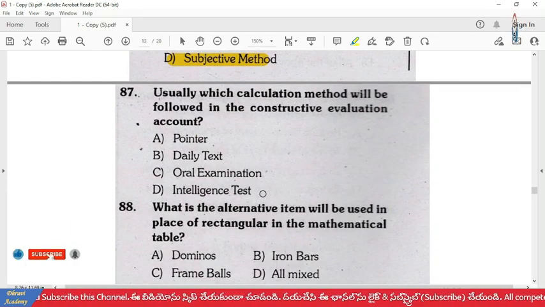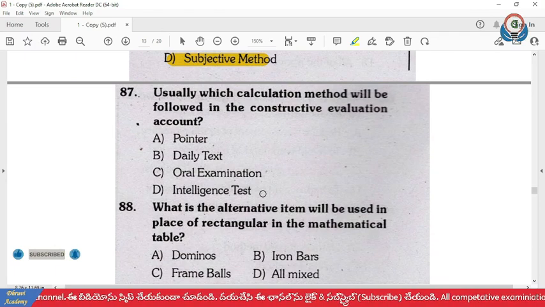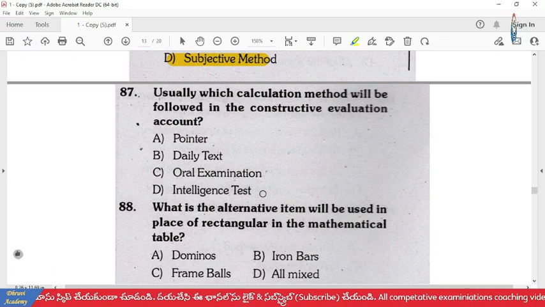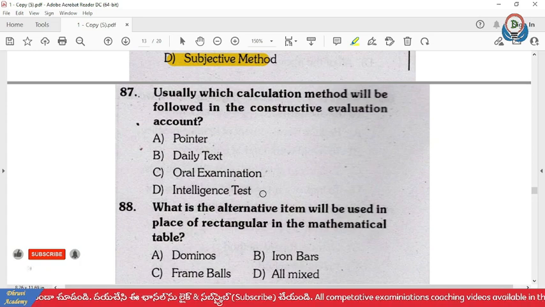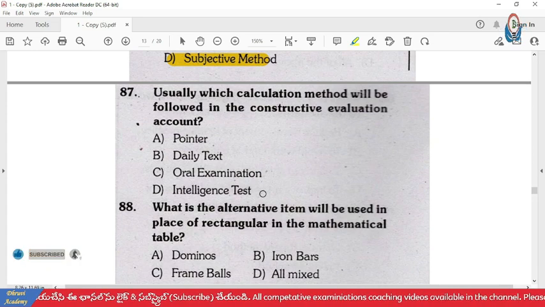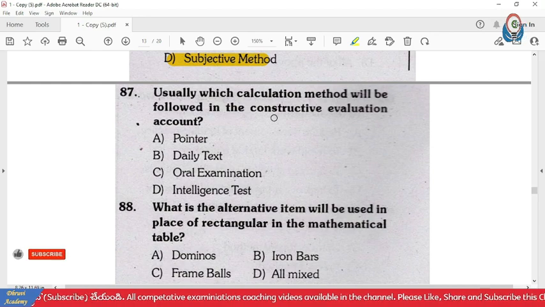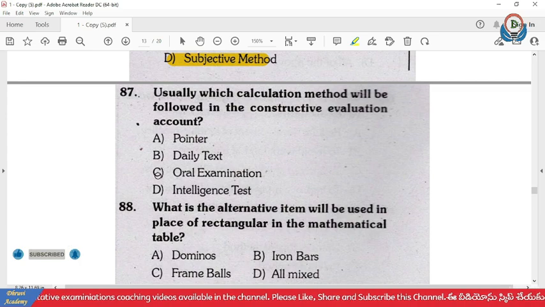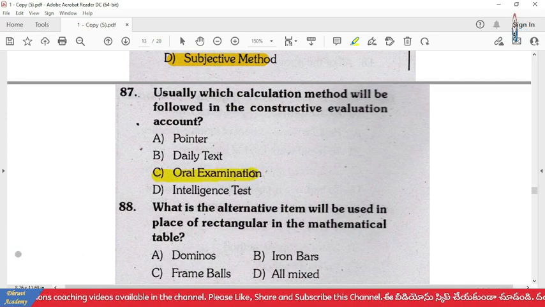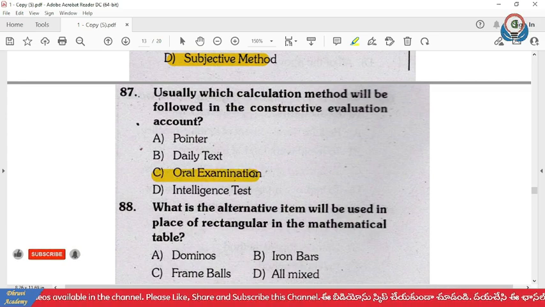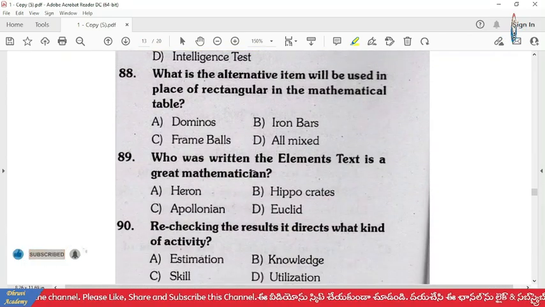Usually, which calculation method will be followed in constructive evaluation? Is it A. Pointer, B. Daily test, C. Oral examination, D. Intelligent test? Its answer is oral examination. This comes under constructive evaluation. C is the right answer.